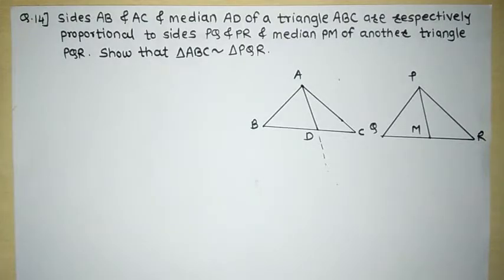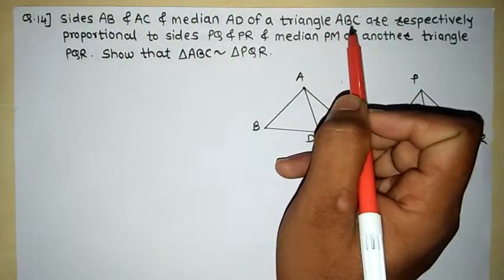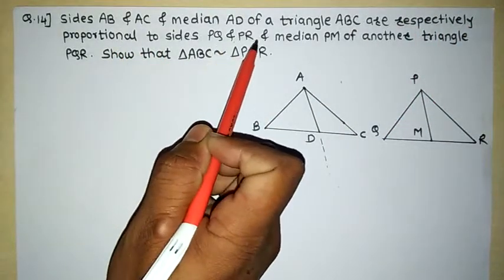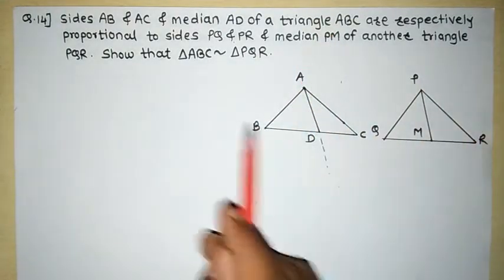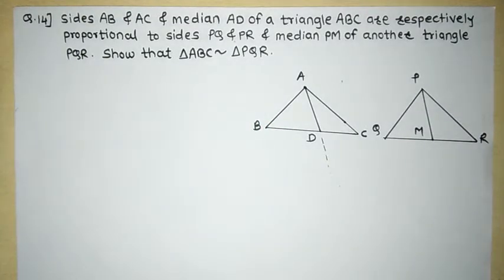Okay, now we will see question number 14. See, in question number 14 what is given? Sides AB and AC and median AD of a triangle ABC are respectively proportional to the sides PQ and PR and median PM of another triangle PQR. Show that triangle ABC is similar to triangle PQR. Here we have to show triangle ABC is similar to triangle PQR, and given that sides AB, AC and median AD are respectively proportional to the sides PQ, PR and median PM of another triangle PQR.